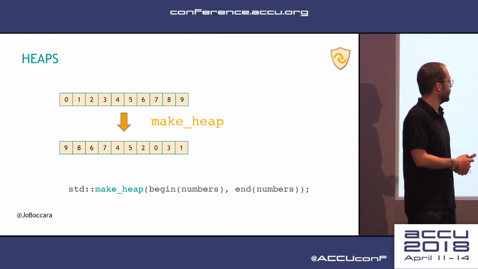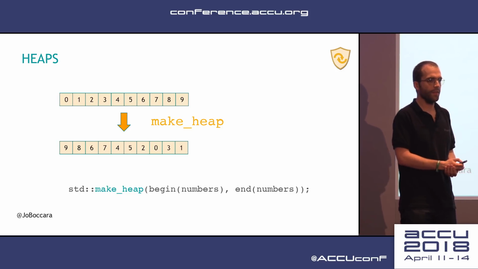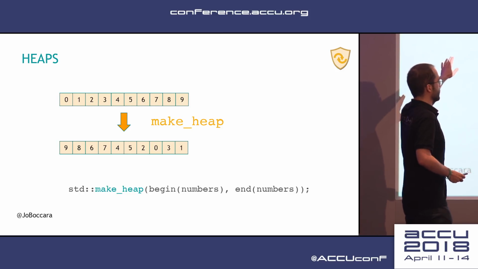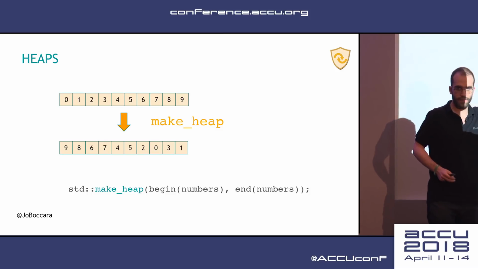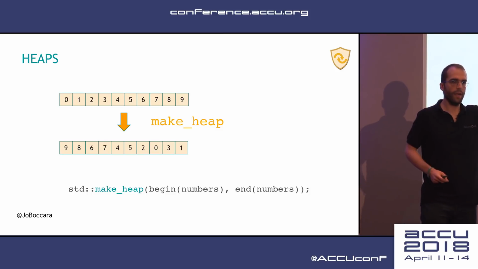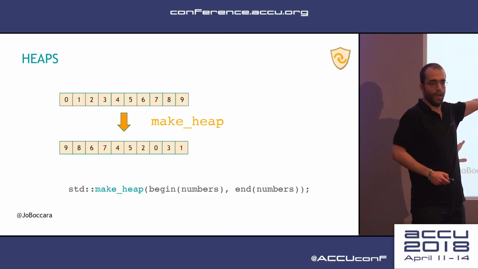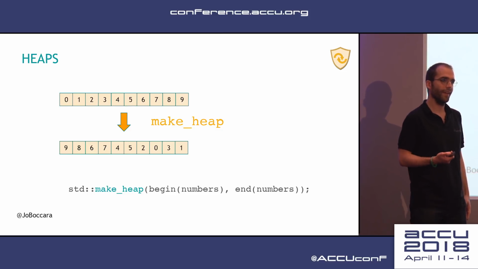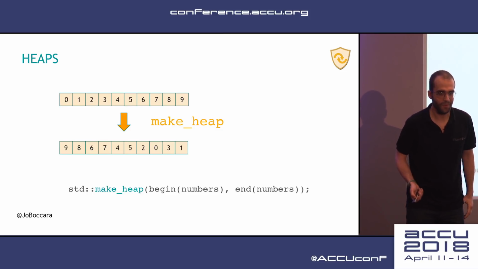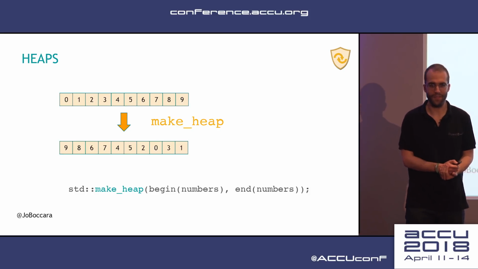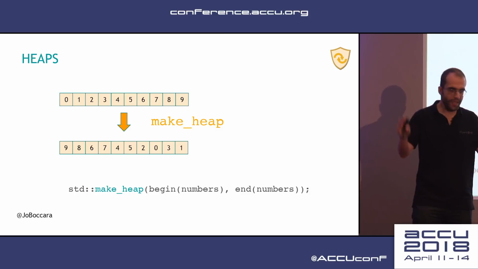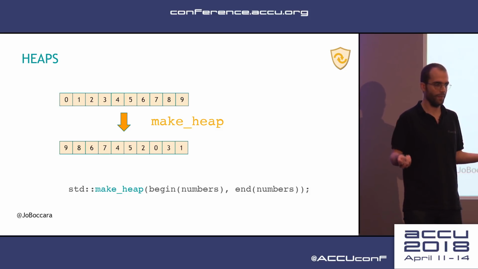OK, so the first thing we can think of is, imagine that we've got a collection which is not a heap because it doesn't respect the heap property, and we'd like to make it a heap. To do that, we call make_heap, which is our first STL algorithm of today. make_heap takes a collection, beginning and end, and reorders it to make it a heap.